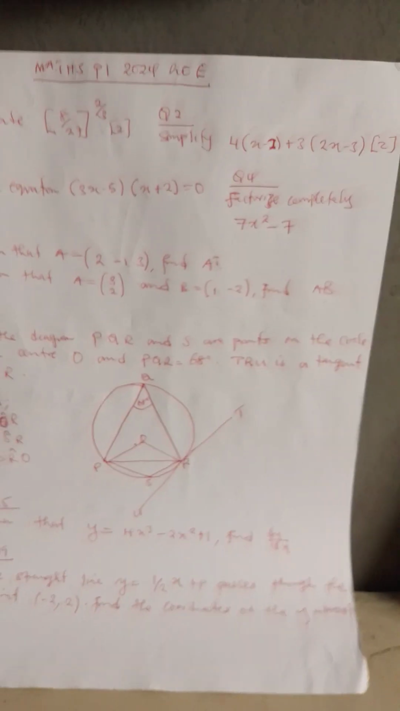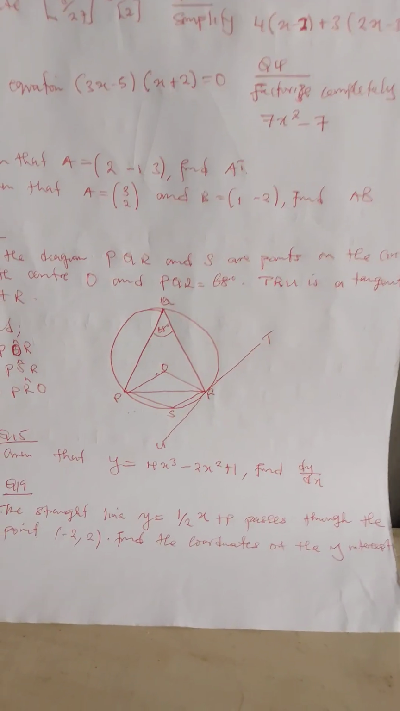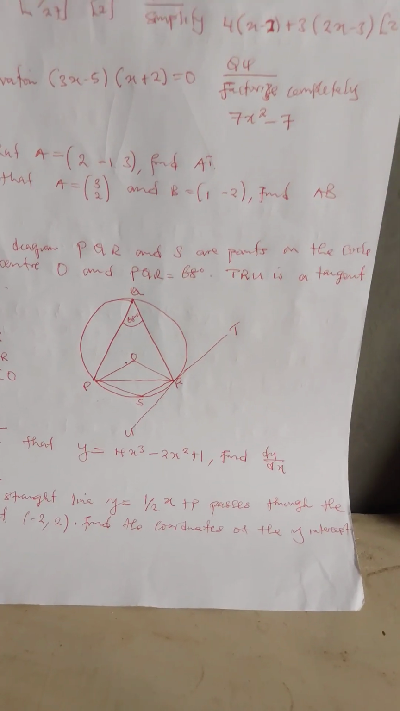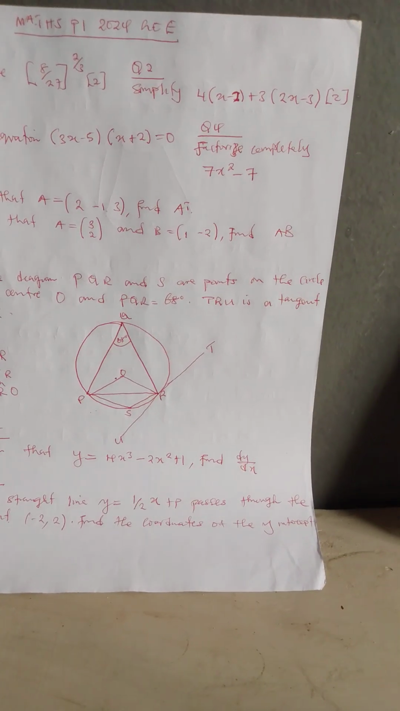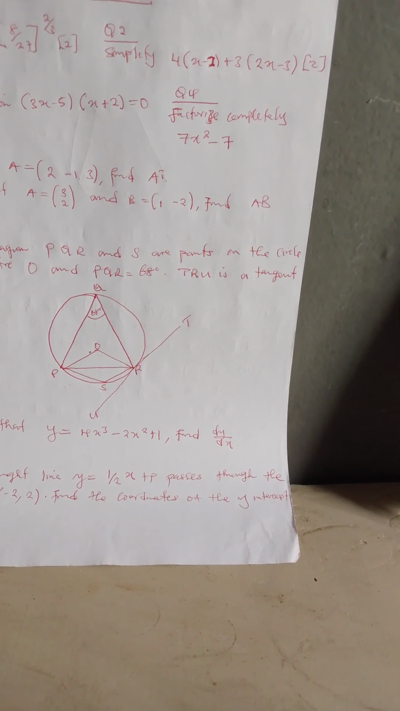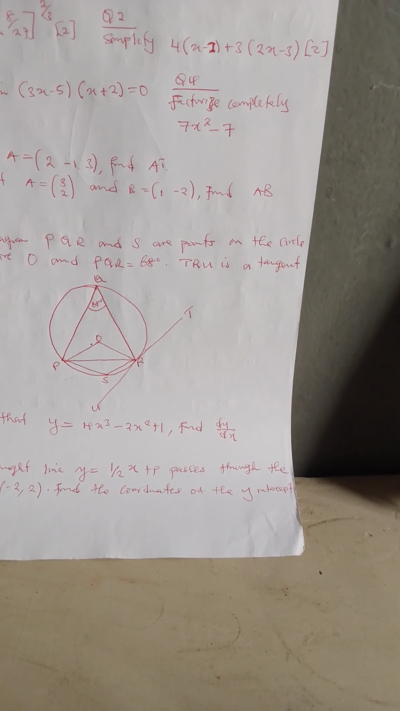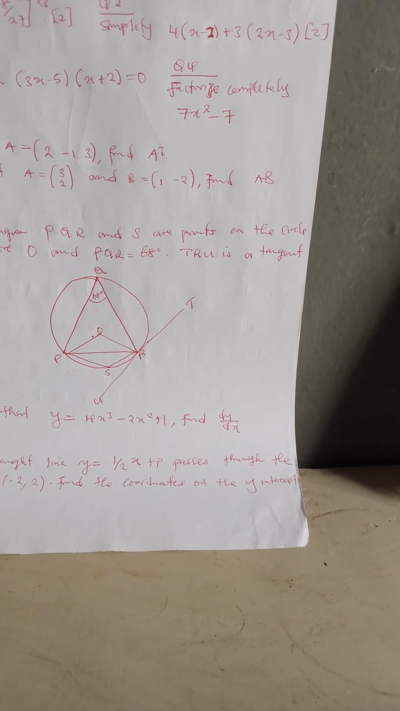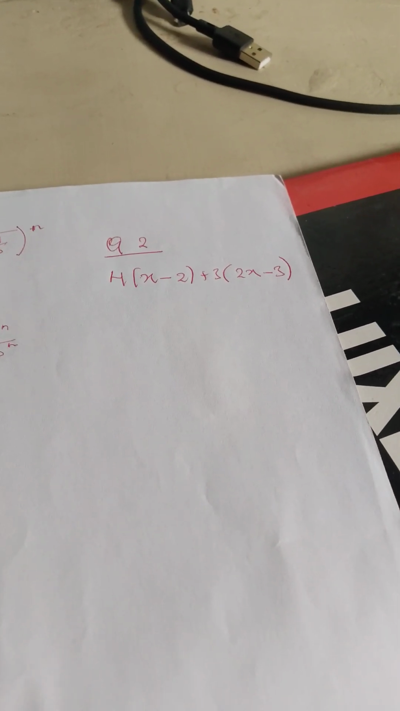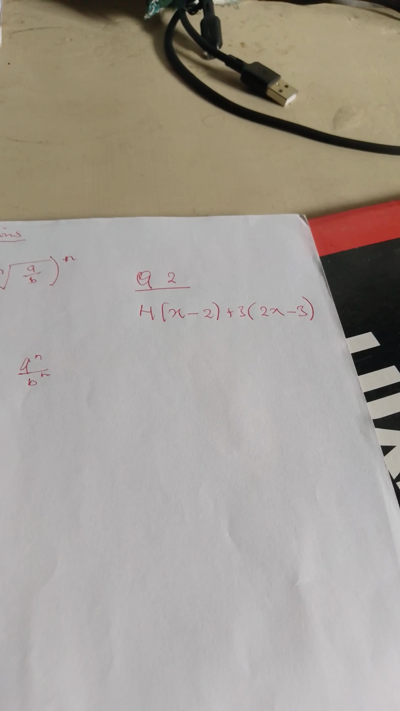Question 2 reads: simplify 4 open bracket x minus 2 close bracket plus 3 open bracket 2x minus 3 close bracket.